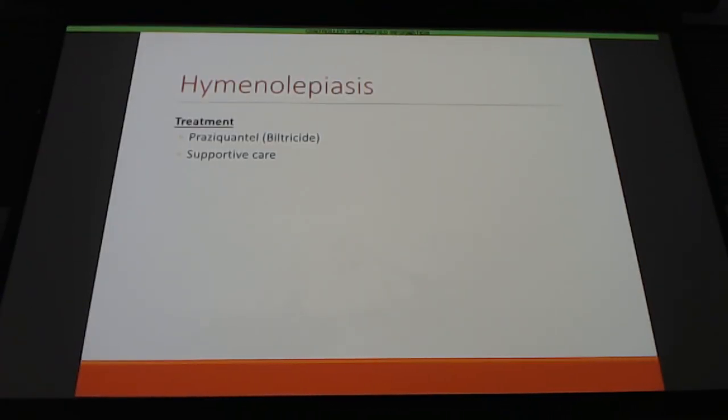Okay, treatment, positive quantum. That's support therapy. That's it. All right. There is a recommendation. Two to three months later, after you're done treating, have them come back and do another stool sample to make sure that they're all gone.